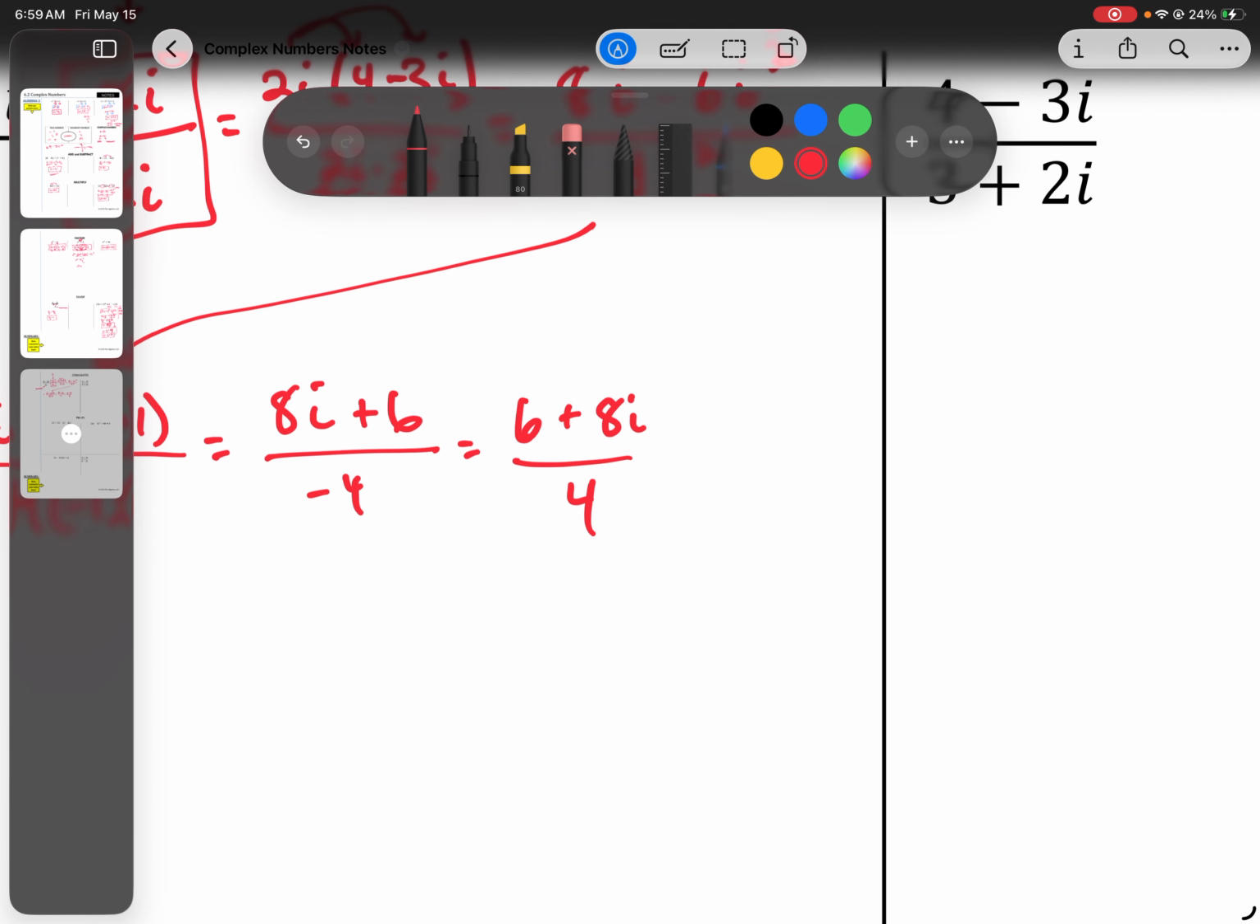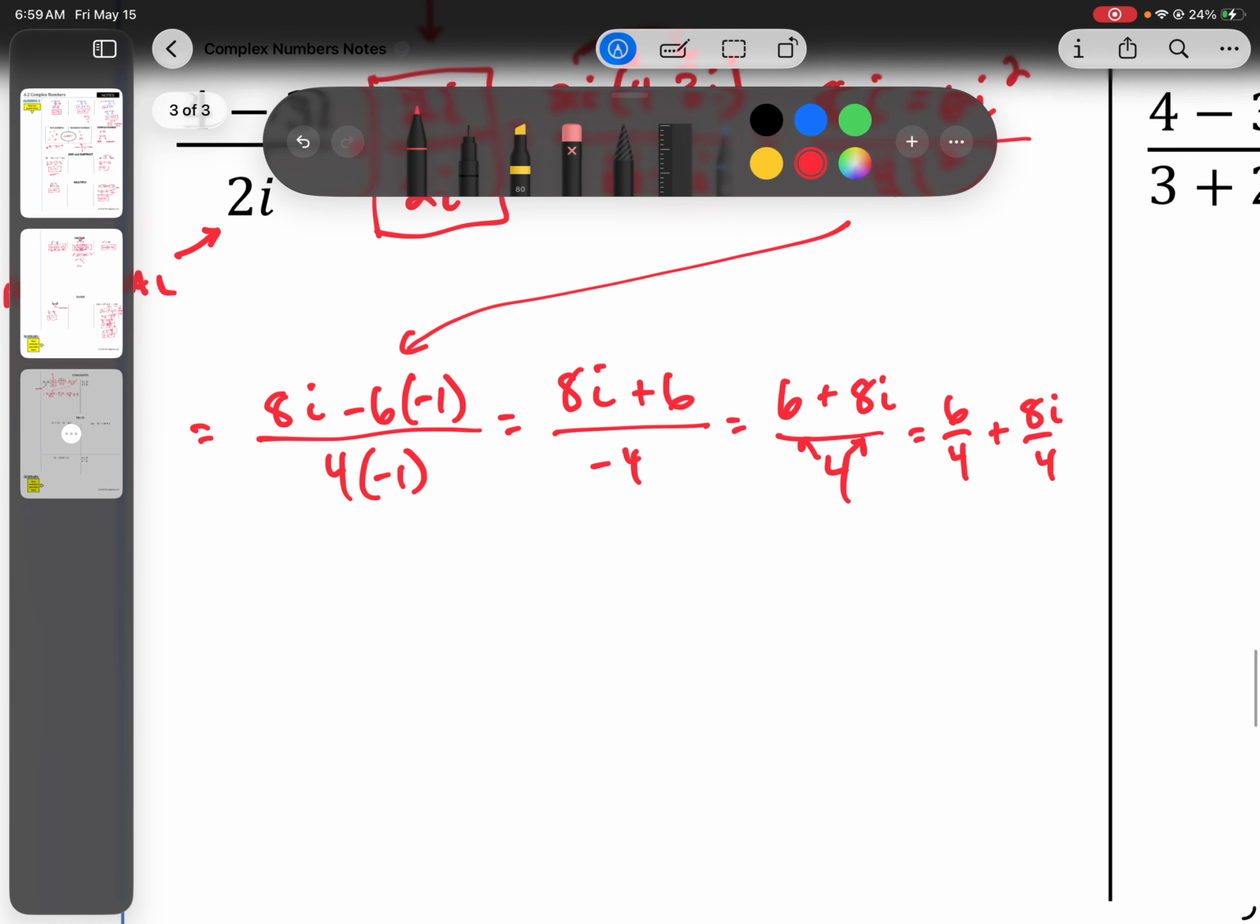these, right? So I could distribute my division to each part of the numerator, so I could call it 6 over 4 plus 8i over 4, and then simplify those fractions. 6 over 4 is 3 over 2. 8 over 4 is just 2i, and I could leave it like that.